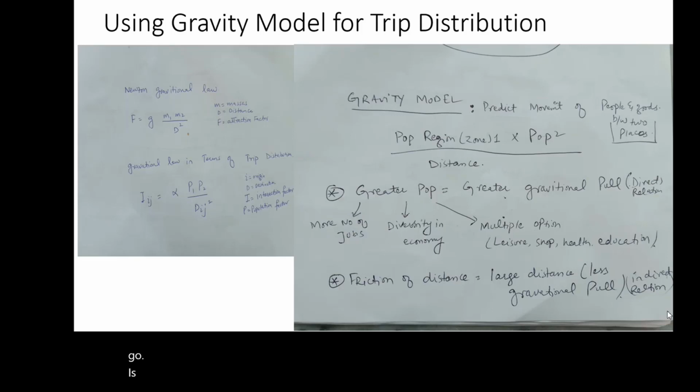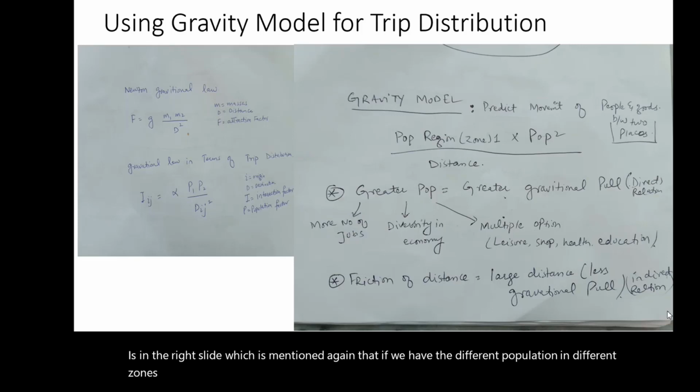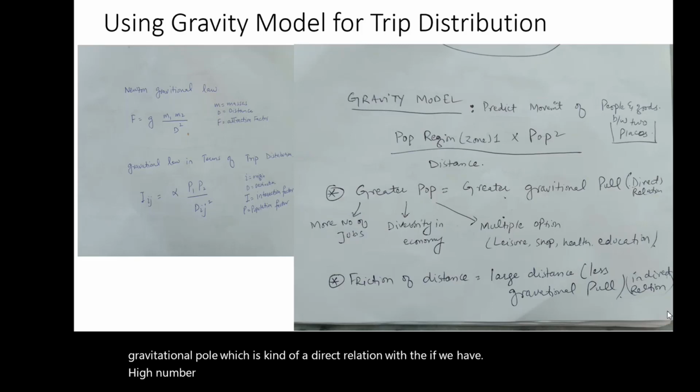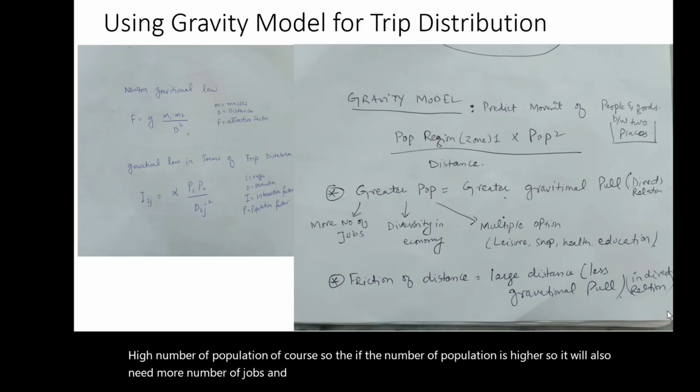in the right slide, it is mentioned again that if we have different populations in different zones, then we multiply that and divide it by the distance. With the same population, why will more people be attracted? If we think that we will have a greater gravitational pull, it has a direct relation with having a high number of population, of course. If the population is higher, it will also need more jobs and also diversity in the economy, which should provide multiple options.